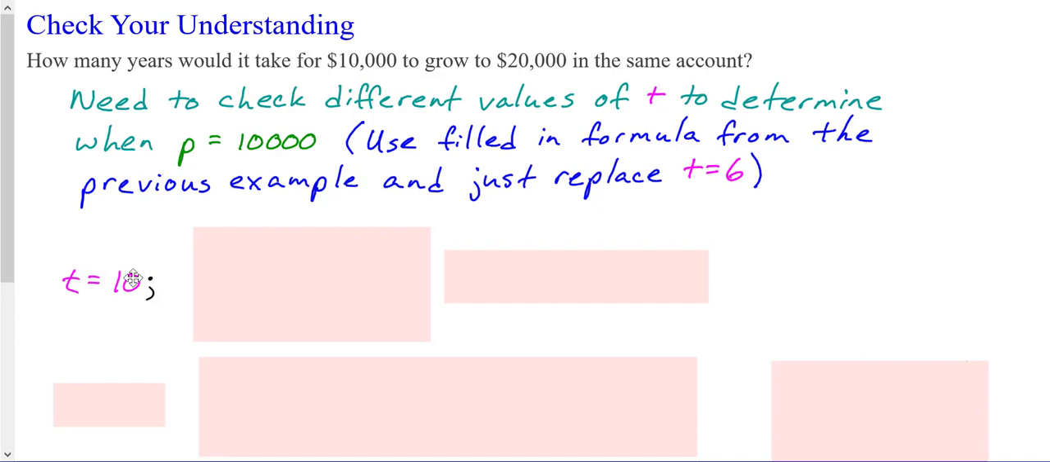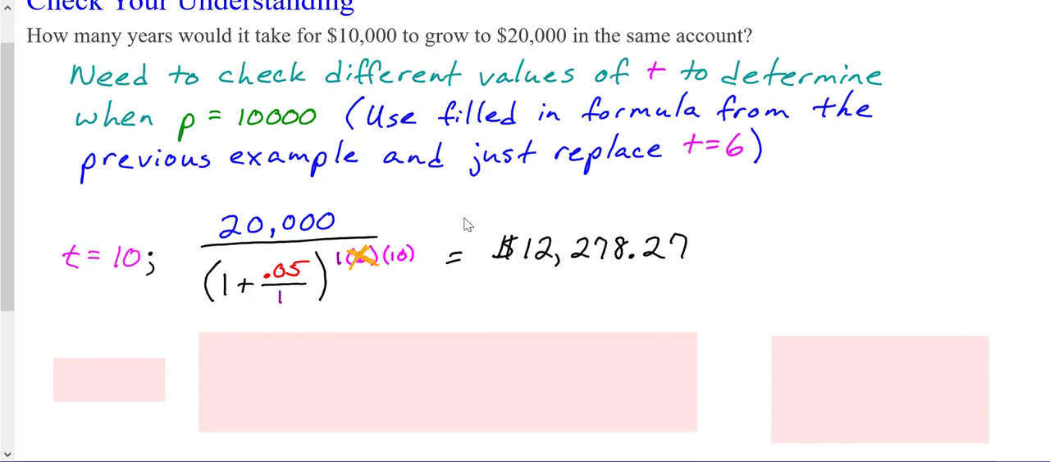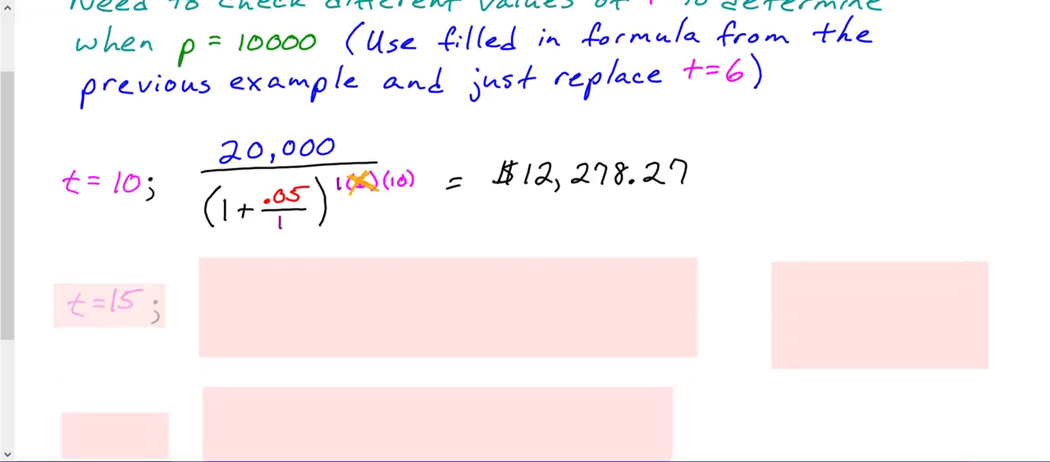So I'm going to start off with replacing t with 10 years. And that means in my formula, I'm going to replace this 6 with 10. And I want to see how close it is getting me to that present value of $10,000 that I want to start with. And in this case, when I solve it, it's $12,278.27. So it is not quite there yet. So I'm going to jump up to 15 years.